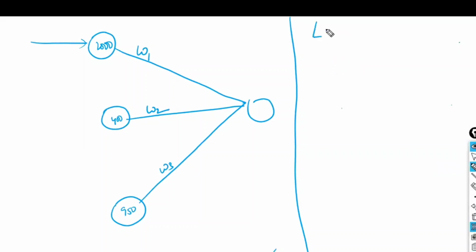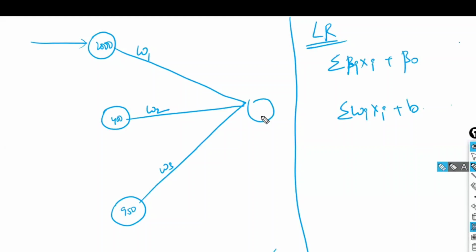In linear regression, we have used the notation y is equal to beta 1 xi plus beta naught. The same thing in deep learning is called wi xi plus b. Same to same, the concept will not change, only the notations change. Now here, first it is going to process this information.